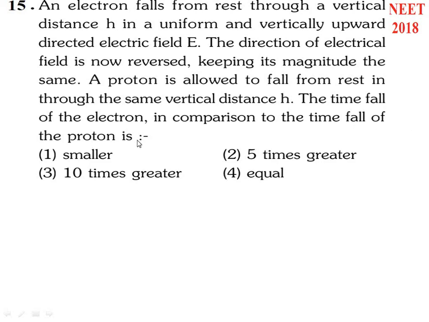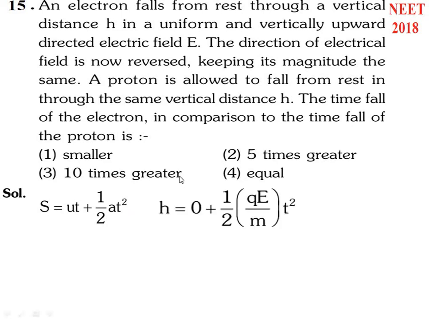So here you are given an electron. Initially it is at rest. Therefore let us consider the distance traveled by the electron. The distance formula is from first PUC. We know that s is equal to ut plus half at square. Initially it is at rest, which means initial velocity u is 0. Let us consider the distance s is equal to the height h.